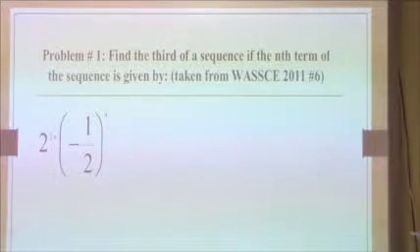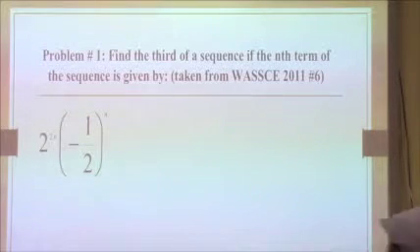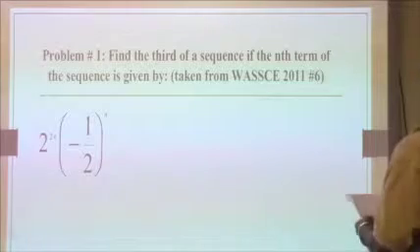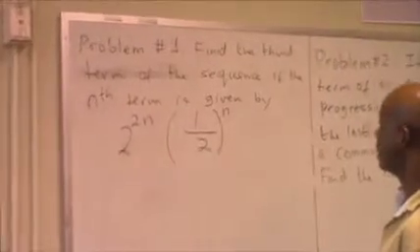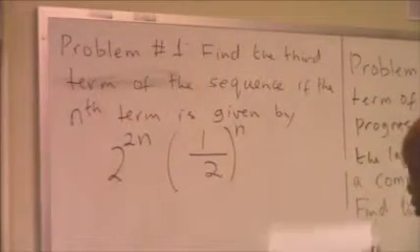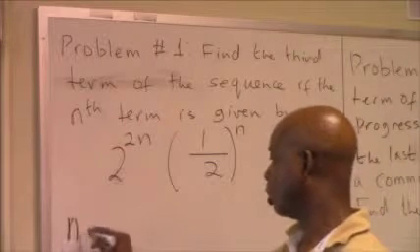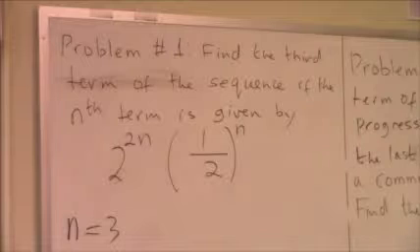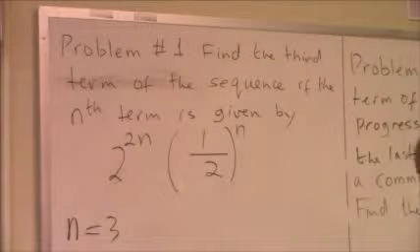Okay. So let's do problem number 1. Problem number 1 is taken from the WAEC exam, which was administered in 2011. That was problem number 6 on that. So it gives us here 2 to the power 2n, and it wants us to find the third term of this thing. So, well, that means our n here is equal to 3. So the first thing we need to do here is to substitute the value of n into this problem. So we must replace n with 3.